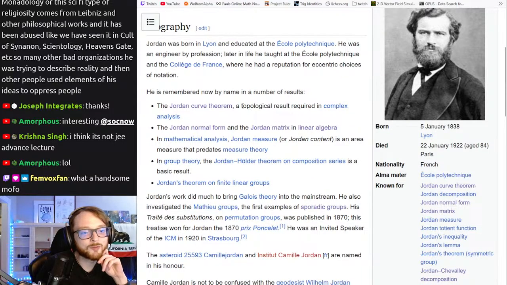Jordan curve theorem, a topological result required in complex analysis, Jordan normal form, Jordan matrix, Jordan measure, which predates measure theory. Okay. Jordan-Hölder.